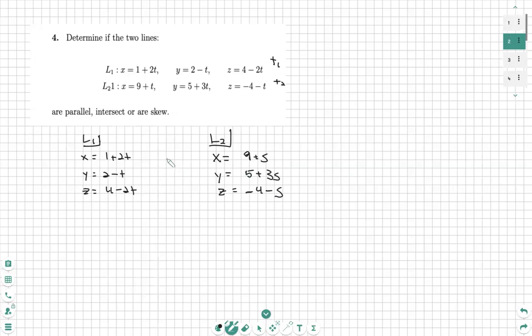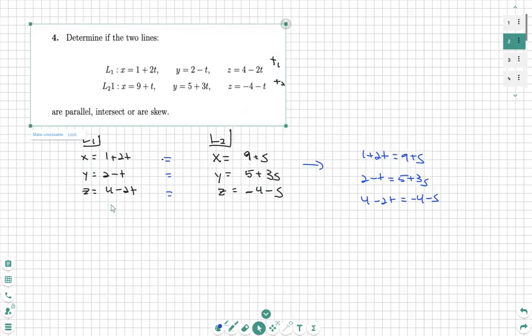So the first thing we're going to do is put them together now. We know that x and x are going to be the same at an intersection point. So we can now rewrite this as 1 plus 2t, because we're going to set all of these equal. 1 plus 2t equals 9 plus s. 2 minus t equals 5 plus 3s. 4 minus 2t equals -4 minus s. So that is that first step.